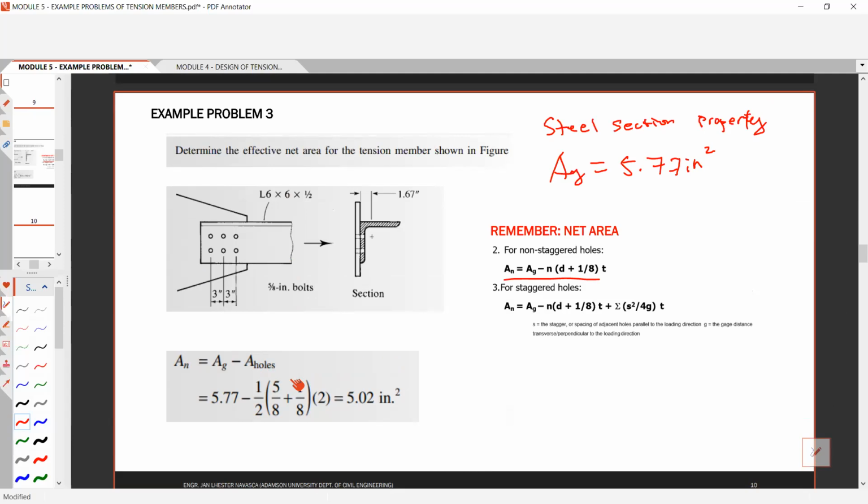Okay, if we cut a section here, we can see two holes. Since we are using 5/8 inch bolts, and the thickness of your angle is 1/2, your diameter of the hole is 5/8 plus 1/8 inches. And how many holes? You have two holes, so you get 5.02 for AN.